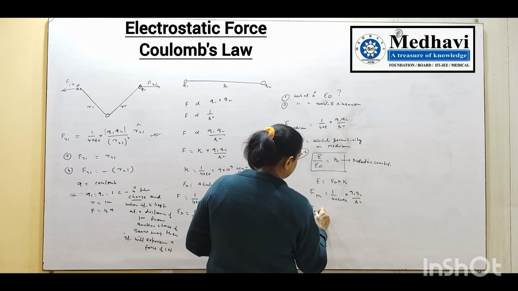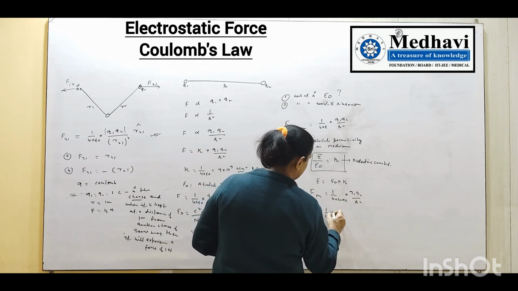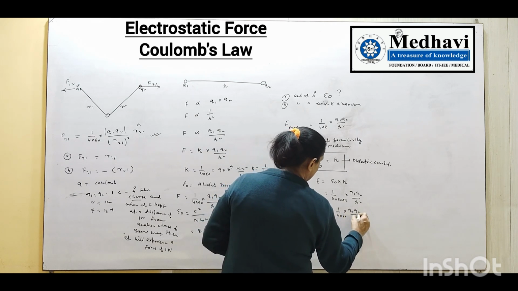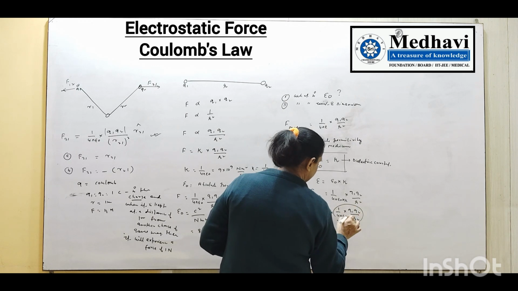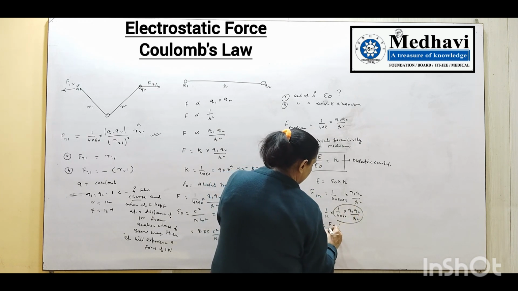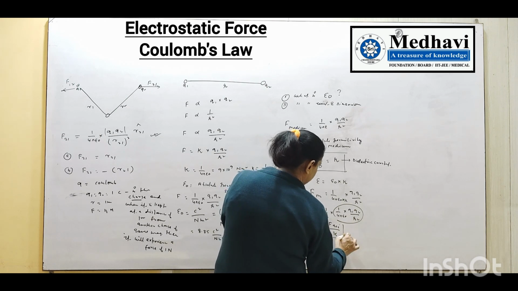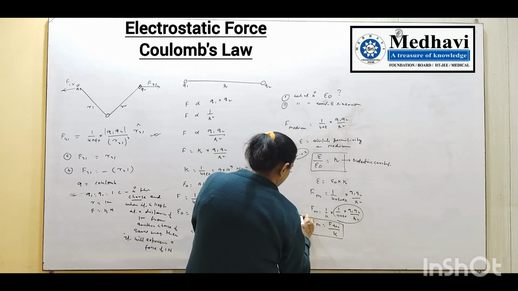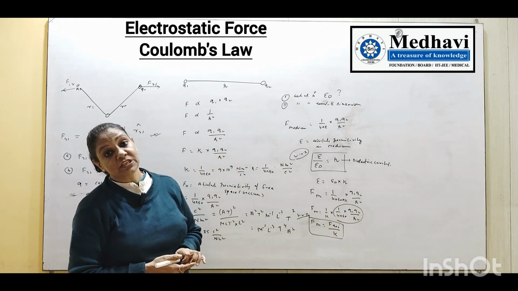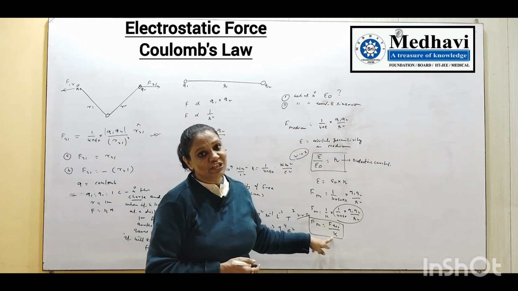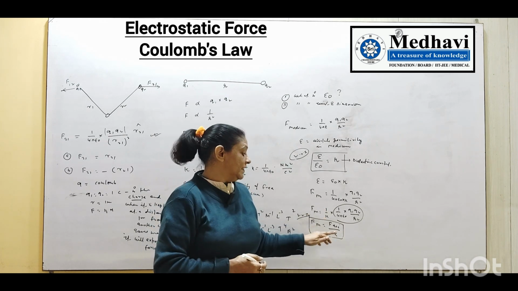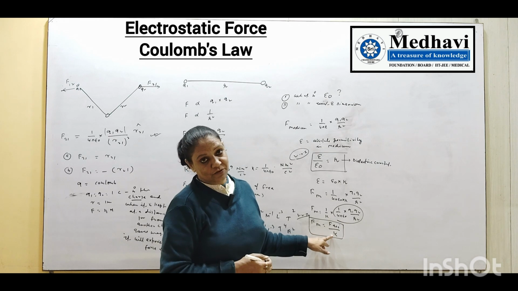So we can write force in medium is equal to 1 by K into 1 by 4 pi epsilon Q1 Q2 by R square. This is force in air. So we can write force in medium is equal to force in air or vacuum divided by K. Very, very important information: if a medium is kept between two charged bodies, force will decrease. Force will decrease by its 1 by K value, that is its dielectric value.